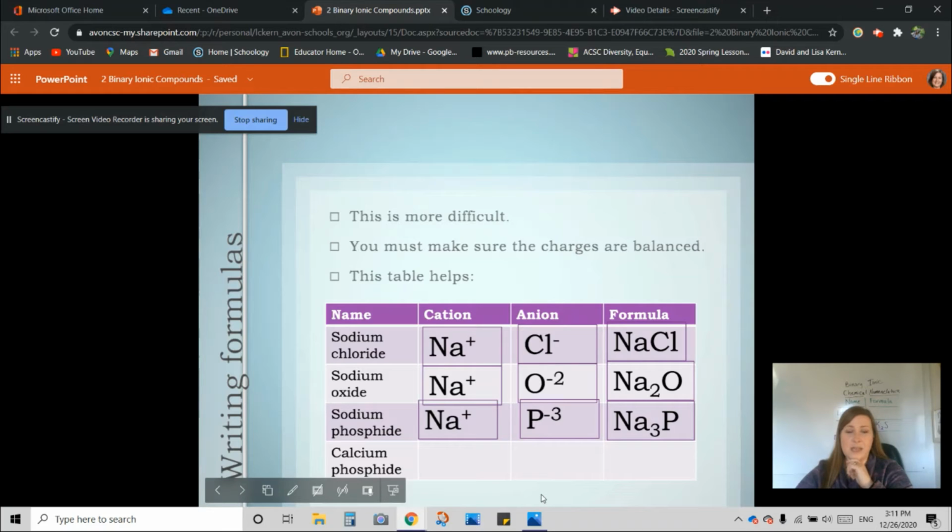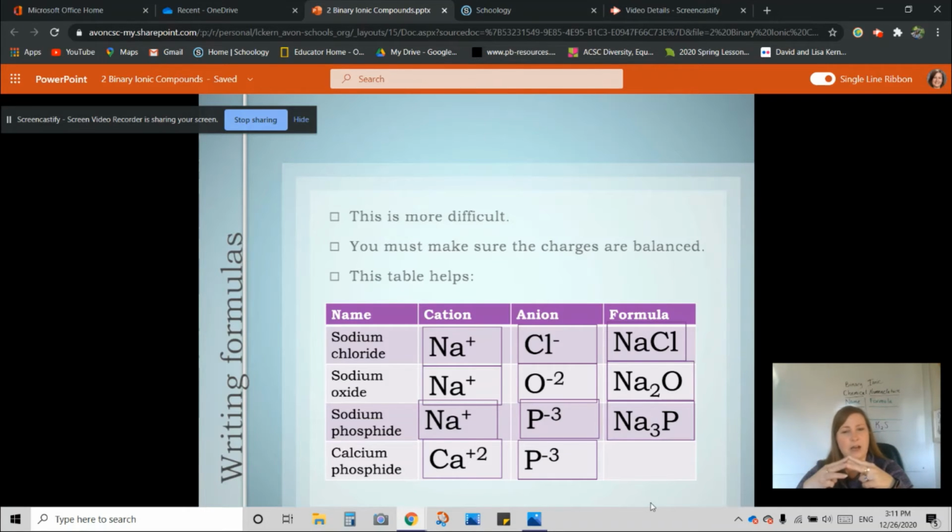And then the last one is calcium phosphide. Calcium is +2. Phosphide is -3. Now, we've got +2 and -3, and those don't neatly cancel out. If we had an extra +1, that would help, but we don't. We've only got calcium, which only comes in +2, and phosphorus only comes in -3. So the way to think about this one is to think about lowest common multiple. What is the lowest common multiple that 2 and 3 have in common? Well, it'll be 6, right?